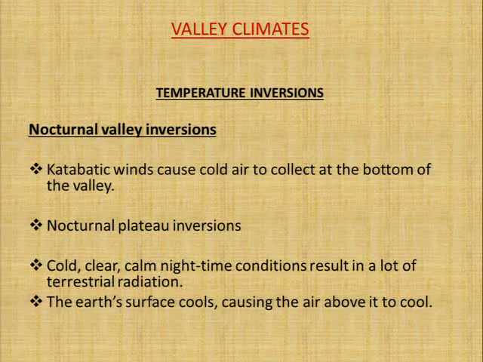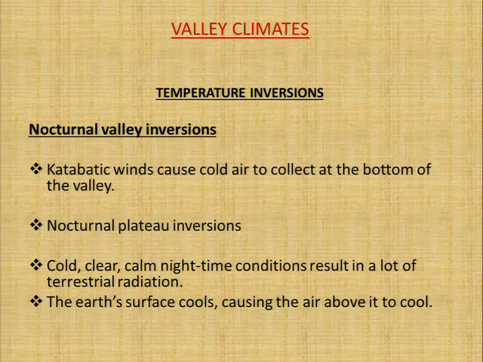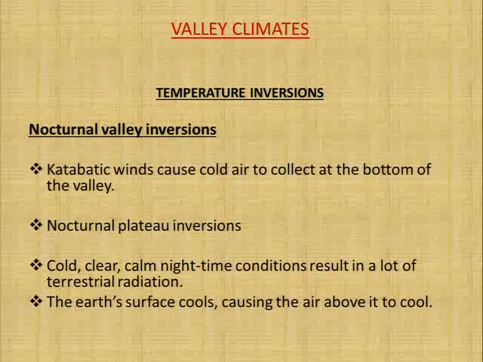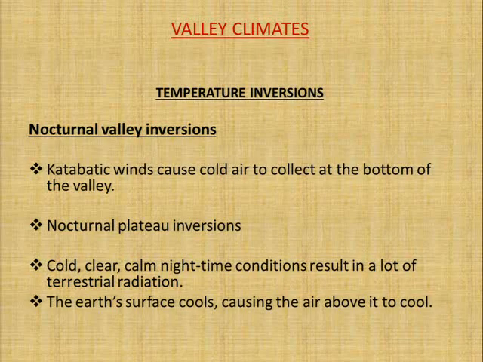Then the cold, clear, calm nighttime conditions result in a lot of terrestrial radiation. So now the heat is being radiated into the atmosphere. Then you call it the terrestrial radiation: the heat radiated in long waves from the Earth's surface. Now the Earth's surface cools, causing the air above it to become cool.